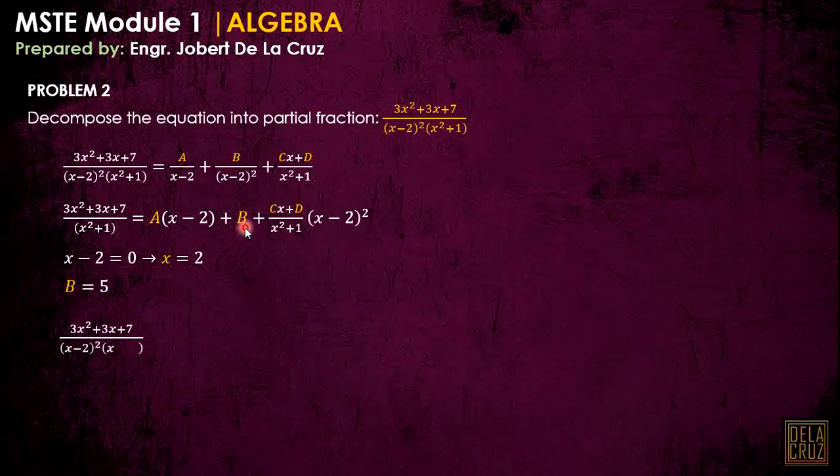Then, I will transpose, okay, this original equation, ha? We have, take note, we have B as 5. So, this whole term here, i-transpose na natin sa kabila. That will be minus B, but B is 5 over x minus 2 squared. And the remaining unknowns dito is A over this term dito. Okay, ito yung matitirang unknown. Now, we have unknown A, C, and D.